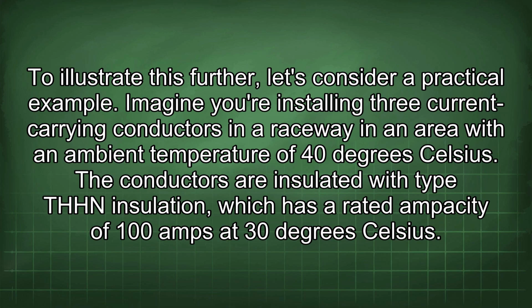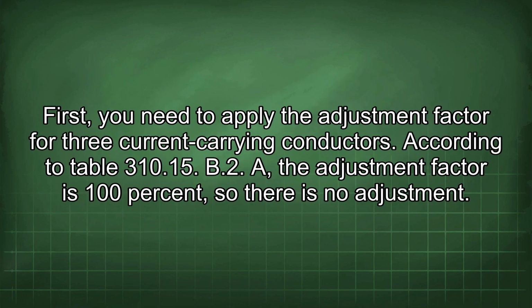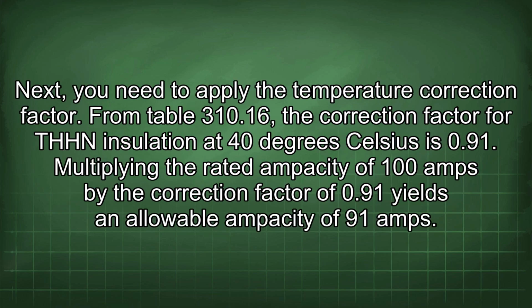Imagine you're installing 3 current carrying conductors in a raceway in an area with an ambient temperature of 40 degrees Celsius. The conductors are insulated with type THHN insulation, which has a rated ampacity of 100 amps at 30 degrees Celsius. First, you need to apply the adjustment factor for 3 current carrying conductors, according to table 310.15(B)(2)(a). The adjustment factor is 100%, so there is no adjustment. Next, you need to apply the temperature correction factor.